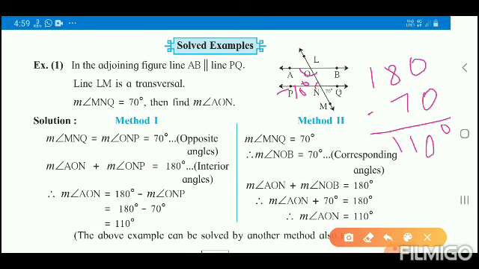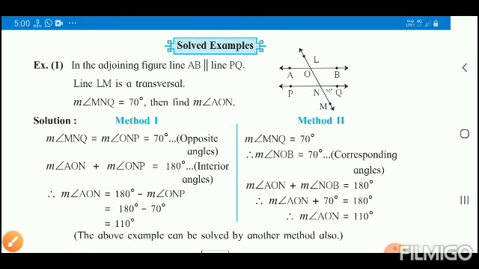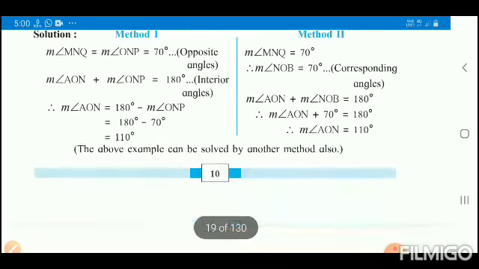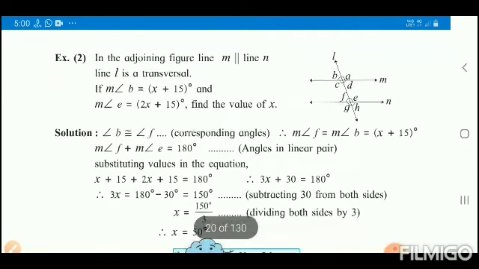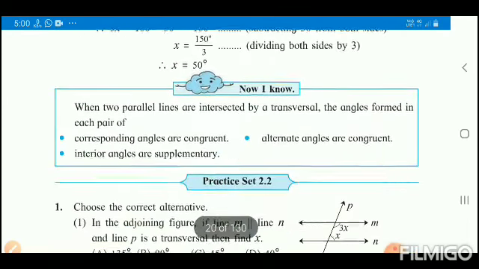And suppose we consider these vertically opposite angles. Then this pair of angles also will come 110 degrees. These two angles are corresponding angles, so their measure will come exactly 110 degrees. Okay. You can use any simple method to solve this example, method 1 or method 2, whichever is comfortable for you. Okay. Now just we'll see here.